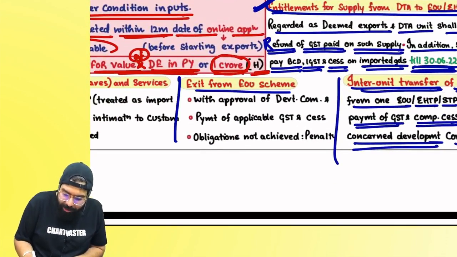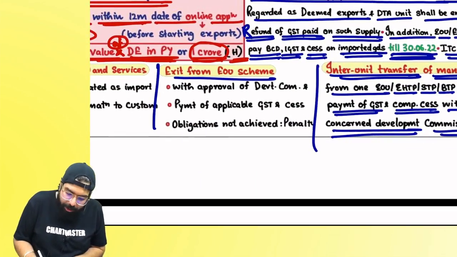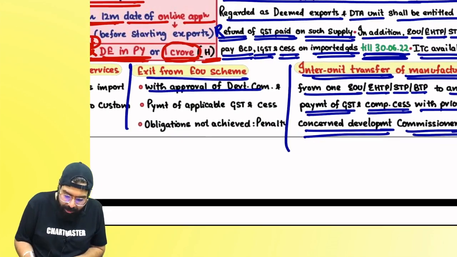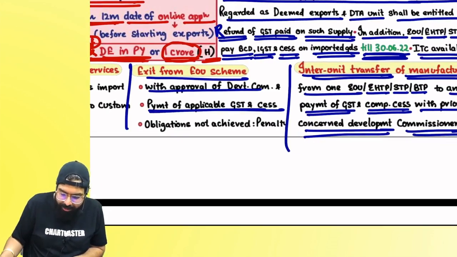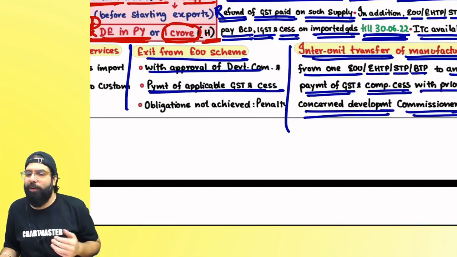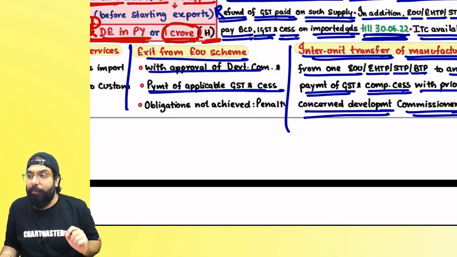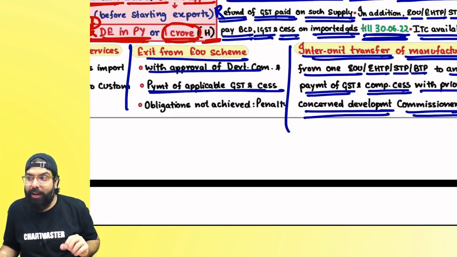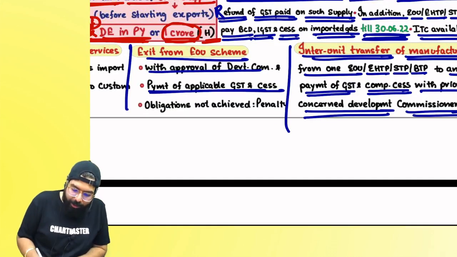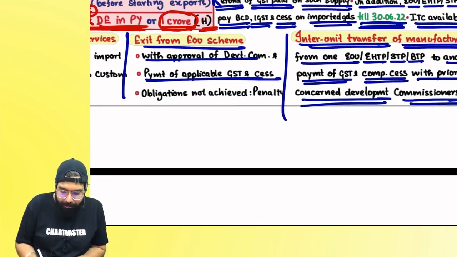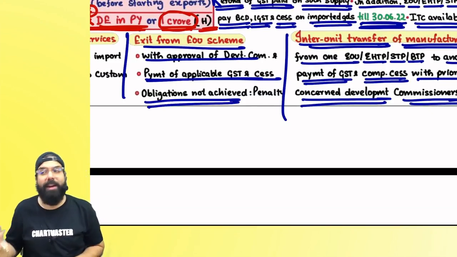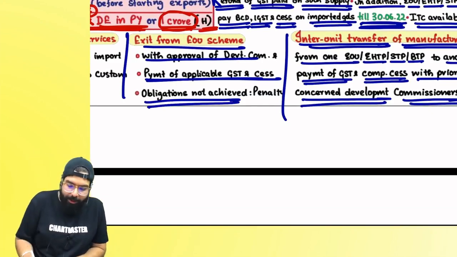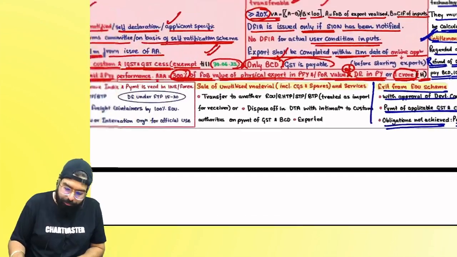Sir, can I exit from the EOU scheme? I want to exit, you can take the approval of the development commissioner and pay applicable GST and cess. Basically, you will take out all your goods and inputs which you had imported without paying any duty. They are telling you have to pay all the duty and GST compensation cess which is applicable. If you have not achieved your obligations, then you will have to pay, you will be penalized also.